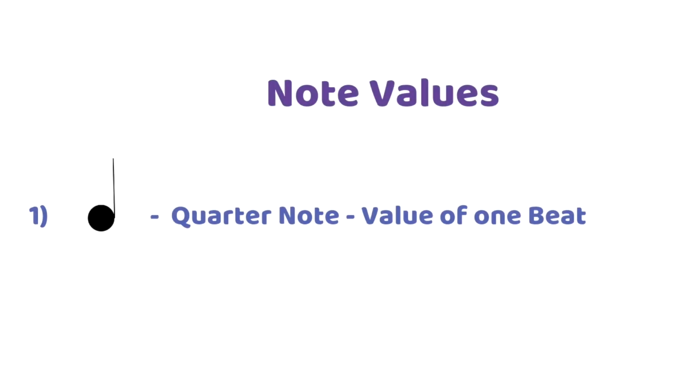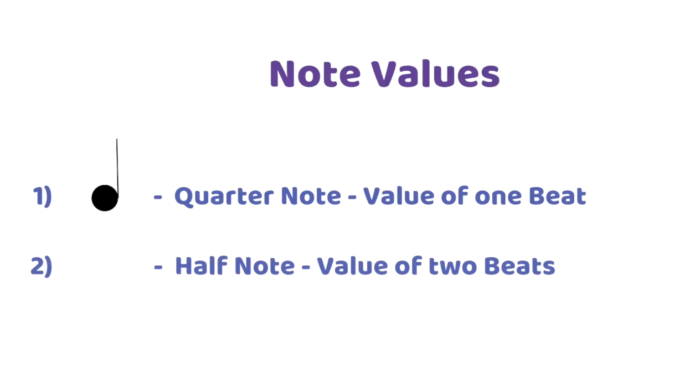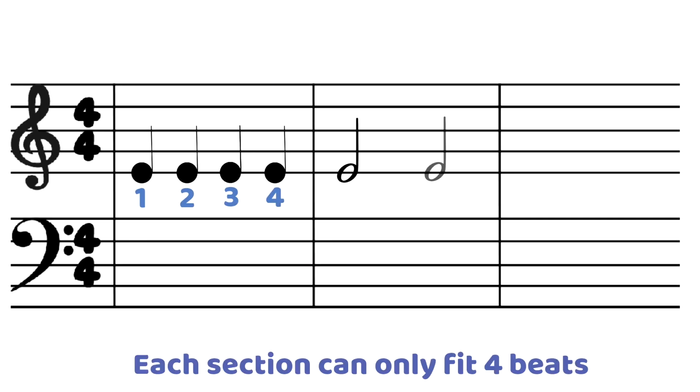Each note that you put into a measure takes up a specific amount of beats. So let's take our first note value. It's called a quarter note. And this note only takes 1 beat. So that means I could fit 4 quarter notes in one section of music. The next note is a half note, which looks like this, and it has a value of 2 beats. That means I could put it as beats number 1 and 2, and then 3 and 4.